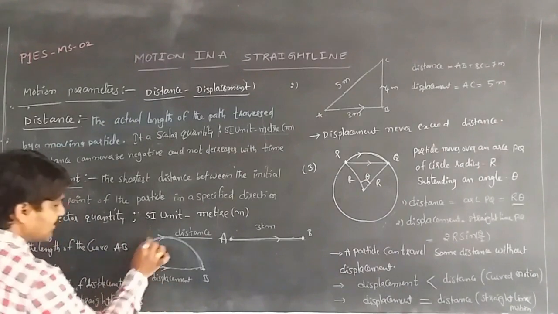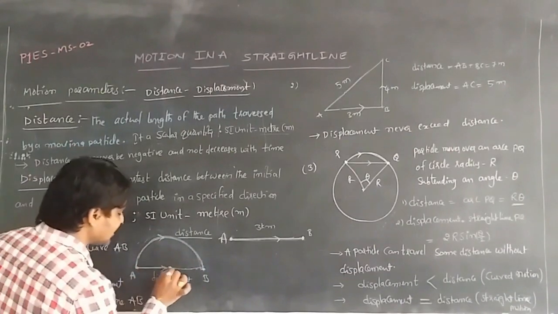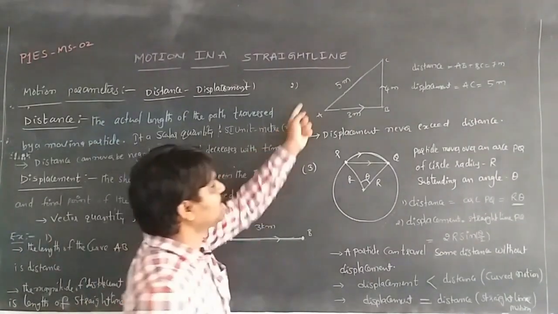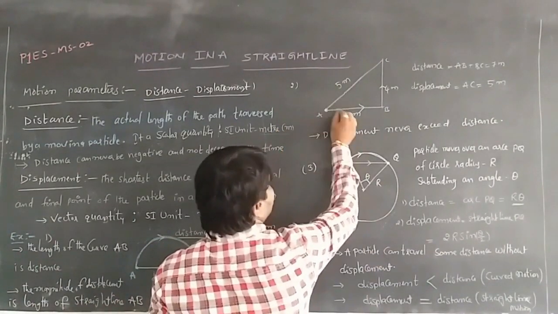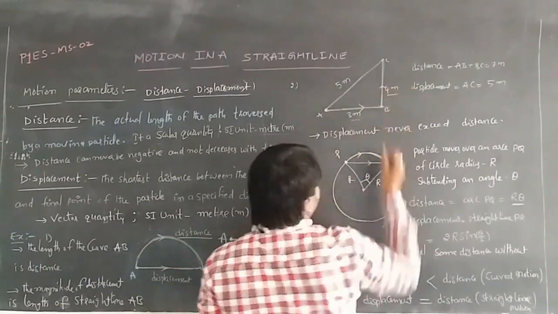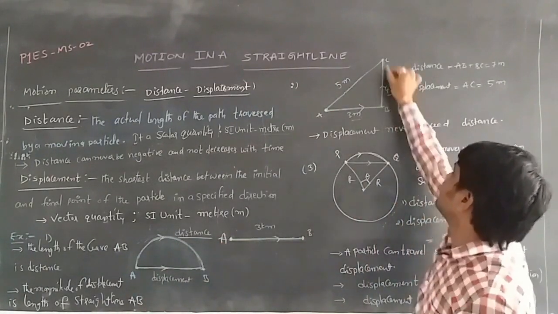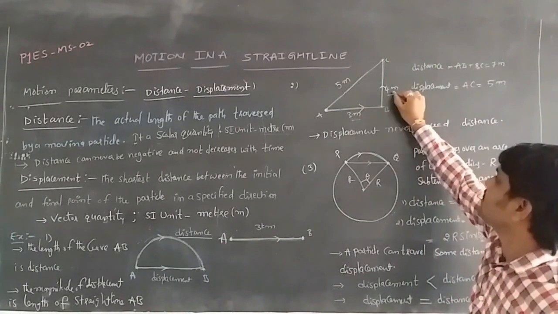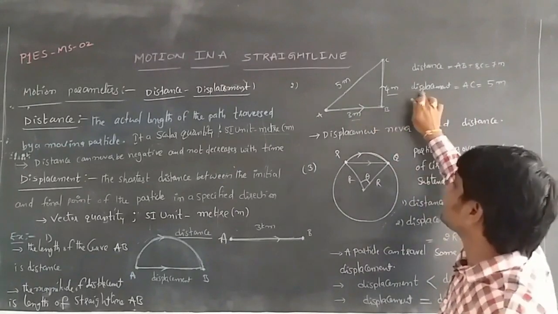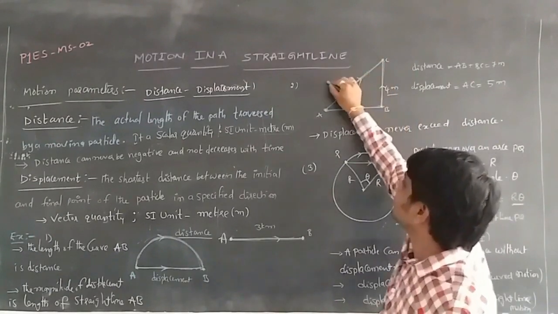Next, the total length of the curved path will be the distance, and the shortest distance from the initial point to the final point will be the displacement. The other example is a particle that starts from A and travels towards B for 3 meters, and from B to C for 4 meters. Then the traveled distance is AB plus BC, so 3 meters and 4 meters, totally 7 meters will be the distance. And the shortest distance which can be drawn from the initial point to the final point will be the displacement.